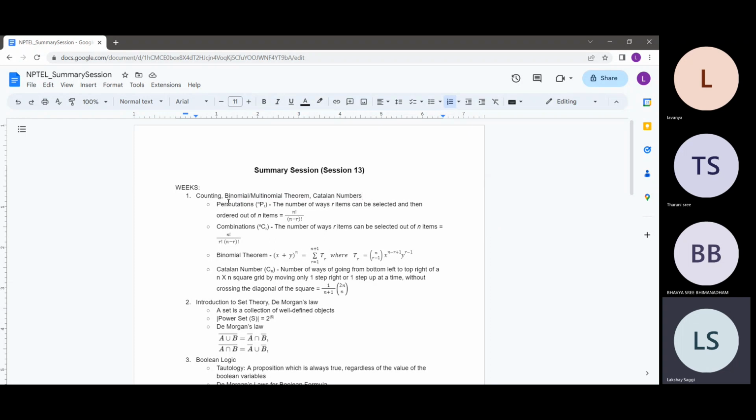One thing which we covered was what permutations are. Permutations are denoted by NPR, and this means the number of ways in which R items can be selected and then ordered out of the N items. Suppose we need to select R items out of N items and then order them also. That is what permutation means. The formula for this is n factorial divided by n minus r factorial.